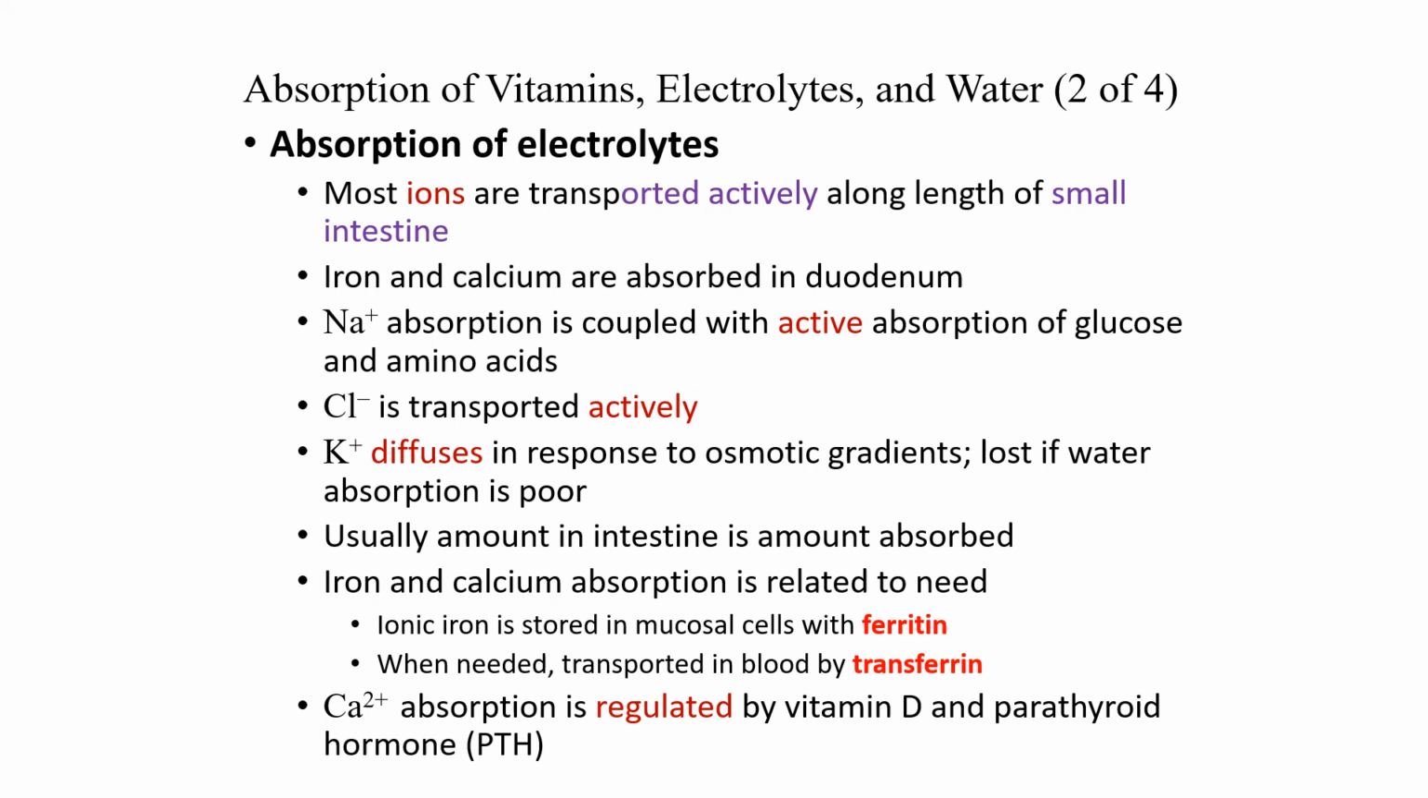Calcium is going to be absorbed in the small intestine, but it's regulated by vitamin D and parathyroid hormone. And remember that vitamin D is fat soluble. And so when you take your calcium and your vitamin D pills, please eat something with fat in it so that your body can absorb it appropriately.